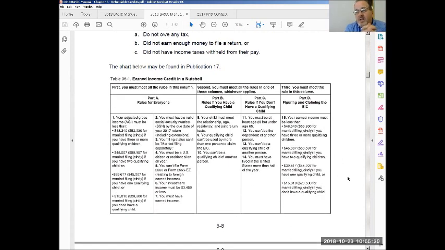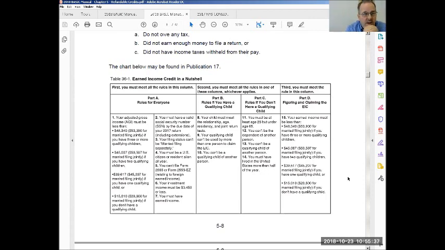Trying to figure out how they're figuring this. And again, it's a tough one because, like I said, it reaches a plateau. It's not like as you make more earned income, the more you get of that credit. It goes up, flattens off, and then goes down pretty sharply, because it doesn't take much to go down there.